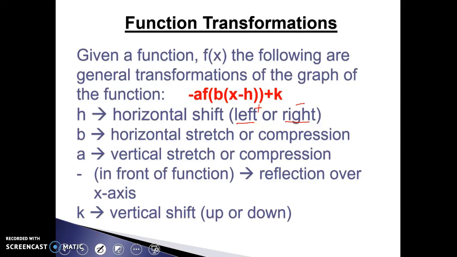If there's a negative out front, if it's in front of the function, then it is a reflection over the x-axis. Now, we didn't talk about what happens if the negative is inside the parentheses, but you'll look at it in class. When it's inside the parentheses, it actually reflects over the y-axis. And then the last thing is k, and that is a vertical shift up or down.